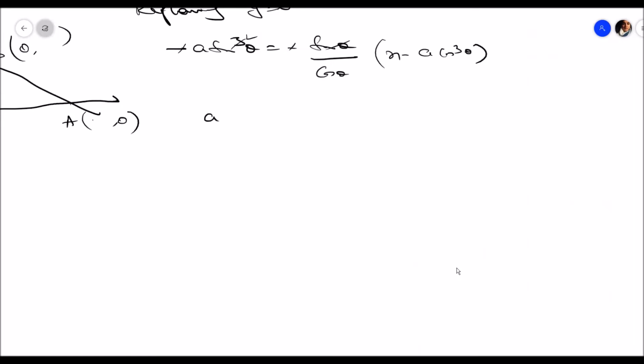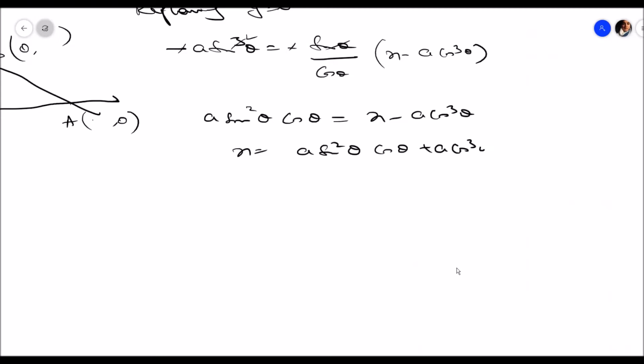So that will give me A sine square theta cos theta after cross multiplying is equal to x minus A cos cube theta, right? And if I subject x, it is nothing but A into sine square theta cos theta plus A cos cube theta. And from these two, I can take out A cos theta common, and the leftover is sine square theta plus cos square theta, which is just 1. So that is A cos theta.